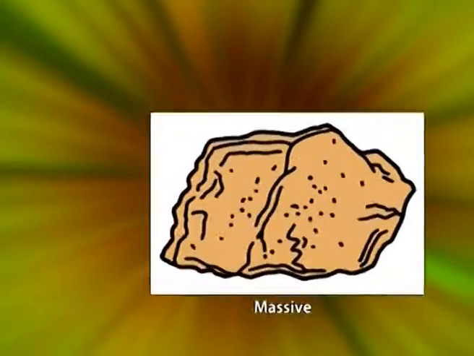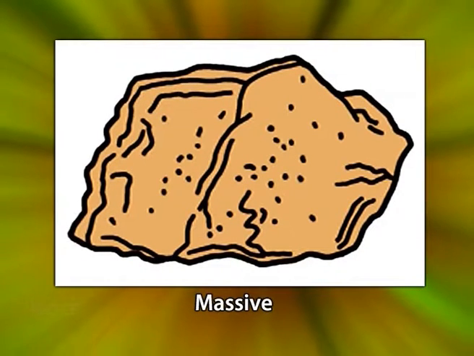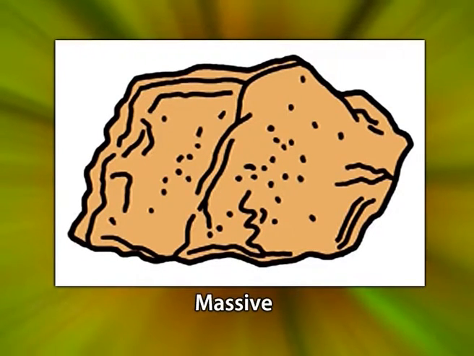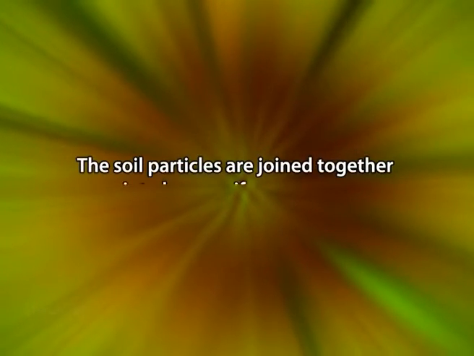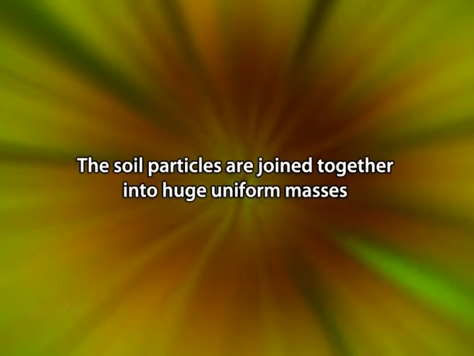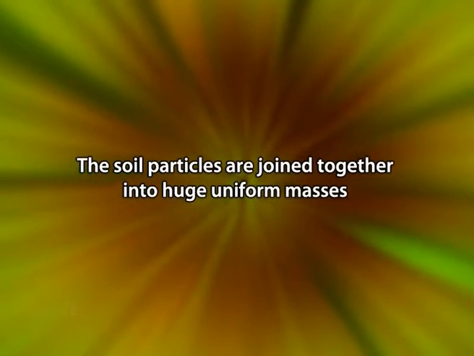The last type of soil structure is the massive. It's also structureless, without an apparent structure. The soil particles are joined together into huge uniform masses.